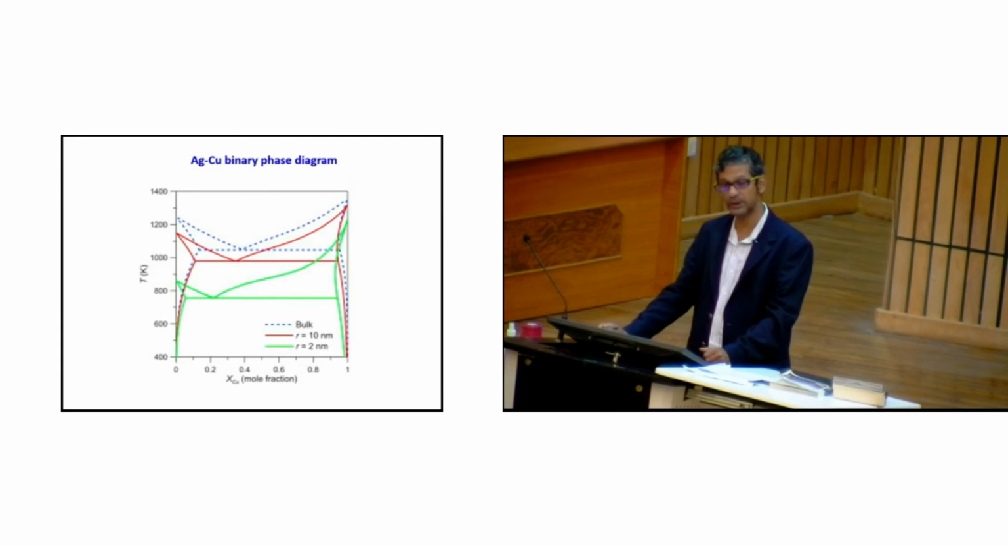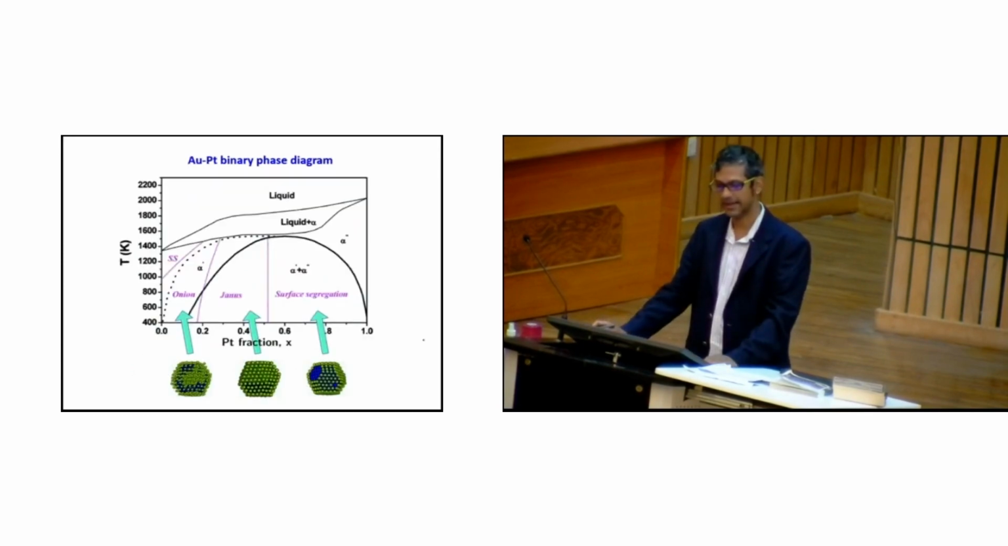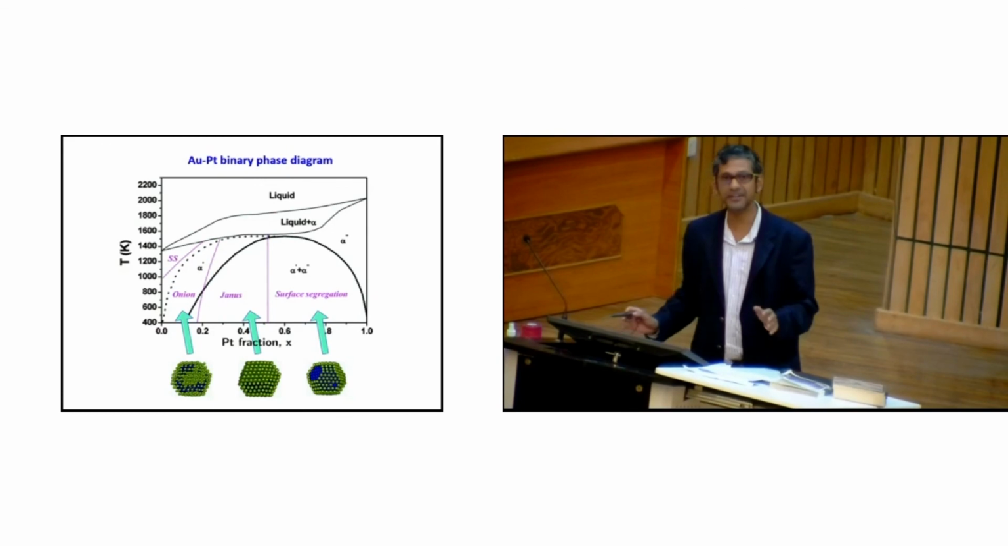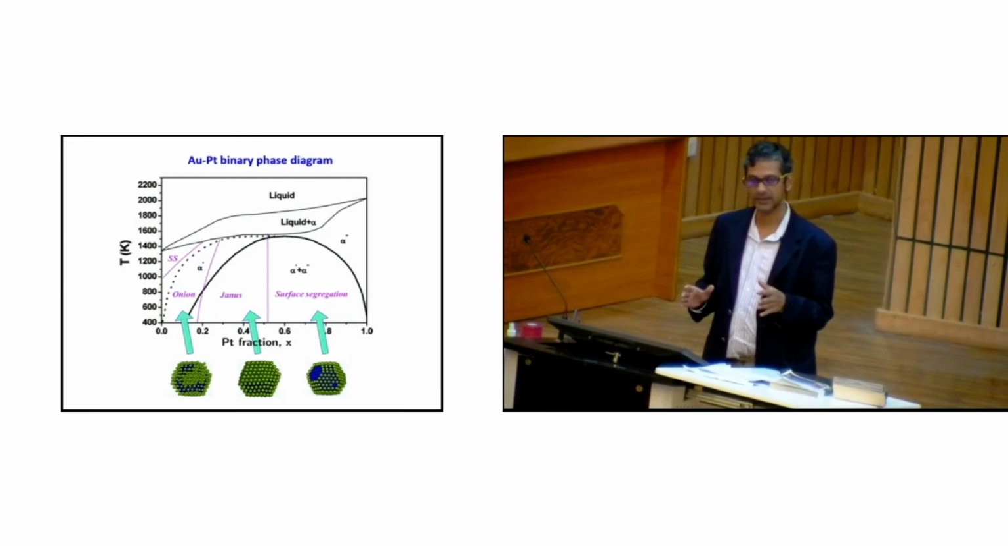This is for the silver copper eutectic phase diagram. You can clearly see the whole phase diagram has gone down. The bulk is shown by dotted blue, and the size aspect is shown by red and green in solid. Indium antimony phase diagram, very funny. It shows eutectic, but no solubility on both sides. It also gets affected. We will discuss this in detail next class. And also gold and platinum. So every phase diagram does get affected by the size, and this methodology I have given.